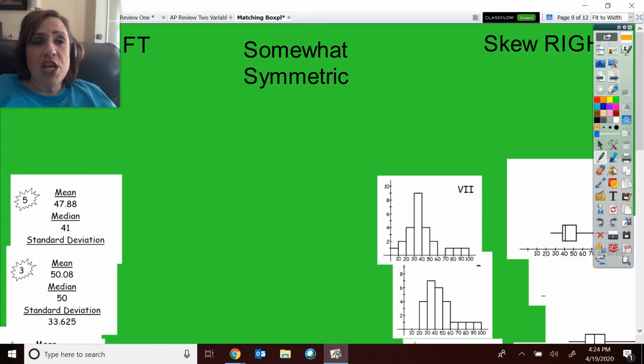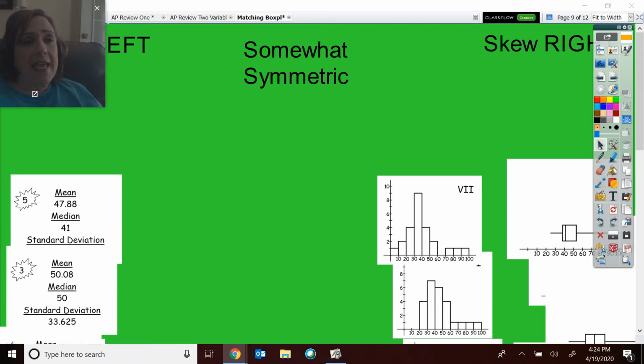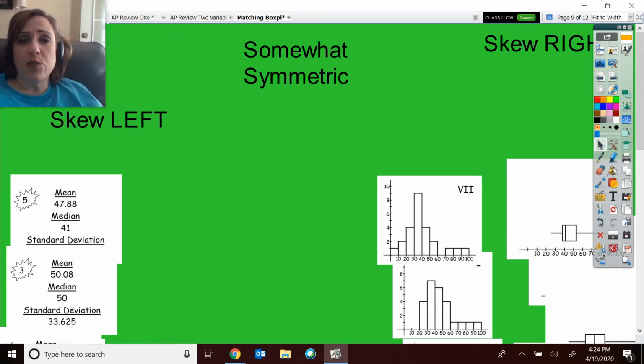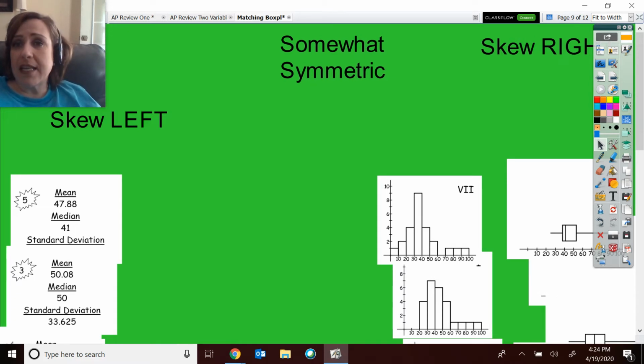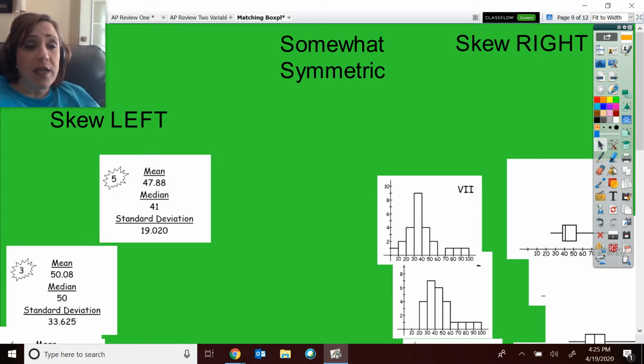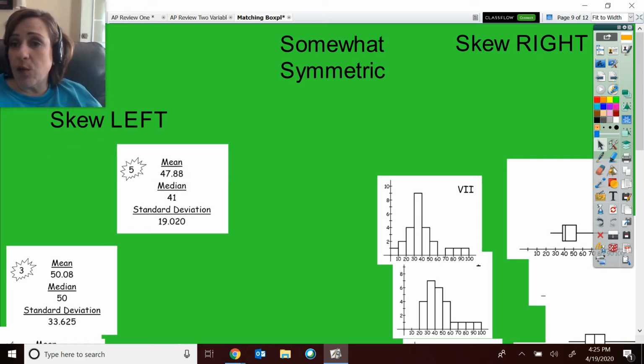All right, so what we have here are the cards that we used before. I've got data that is skewed left, somewhat symmetric, and then skewed right, and over here on the left I have data cards. When I take a look at a data card, the first thing I'm looking at is the relationship between the mean and the median.